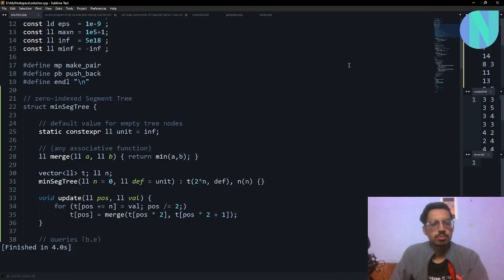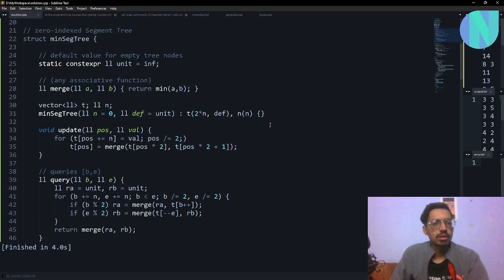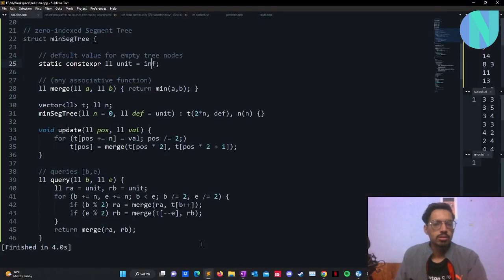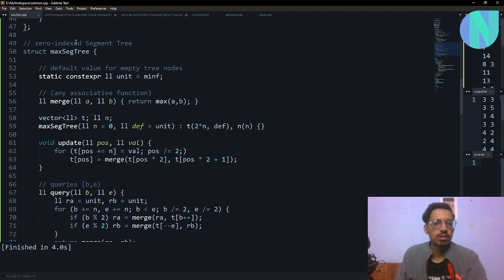Let me maximize this, right? So I have two segment trees. One is the minimum segment tree. The default value in this is infinity, right? Like I told you, in the minimum segment tree, your default value should be infinity. Similarly, I have the second segment tree, the maximum segment tree. Here, the default value is minus infinity, right?